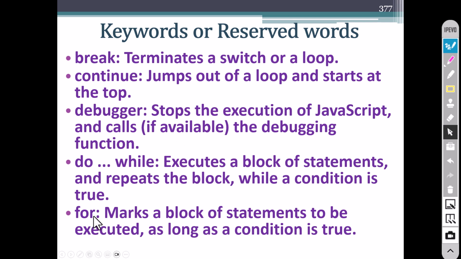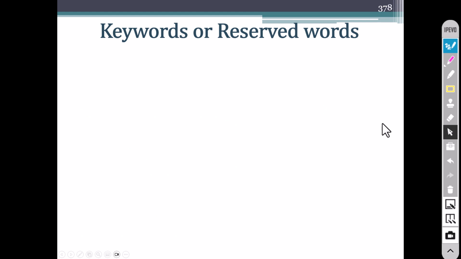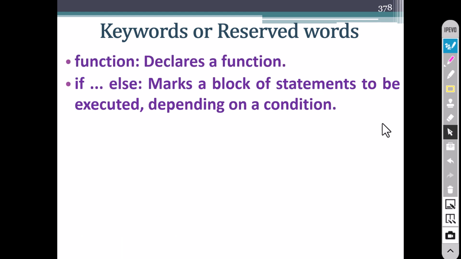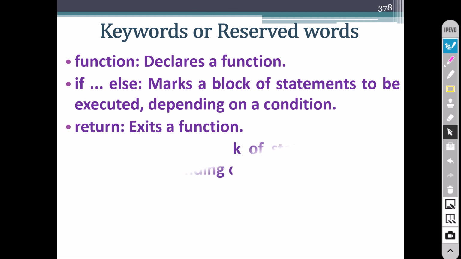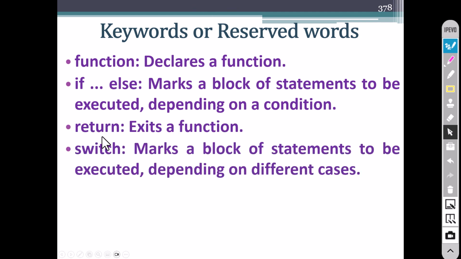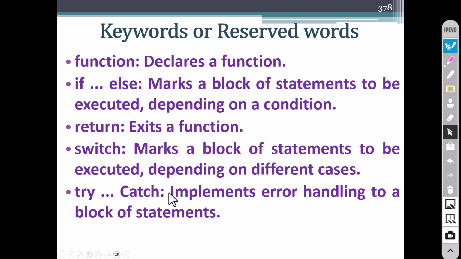Do while and for are the loops. And we have function, which declares a function. If you want to put code under a function, you can do that. If else is a conditional statement, and return is used with a function, returns a value and exits the function. Switch is used as a conditional. Try catch is used for exception handling, and var is used to declare a variable.